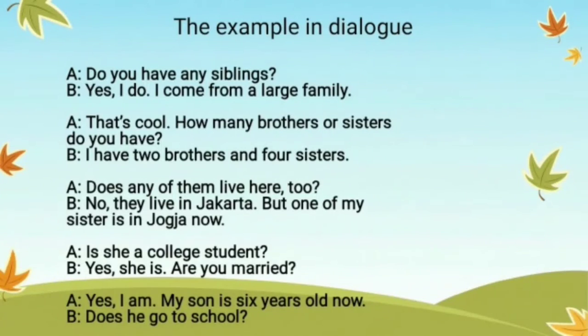The example in dialogue. I: Do you have any siblings? B: Yes, I do. I come from a large family. I: That's cool. How many brothers or sisters do you have? B: I have 2 brothers and 4 sisters. I: Does any of them live here too? B: No, they live in Jakarta, but one of my sisters is in Jogja now. I: Is he a college student? B: Yes, he is. Are you married? I: Yes, I am. My son is 6 years old now. B: Does he go to school?